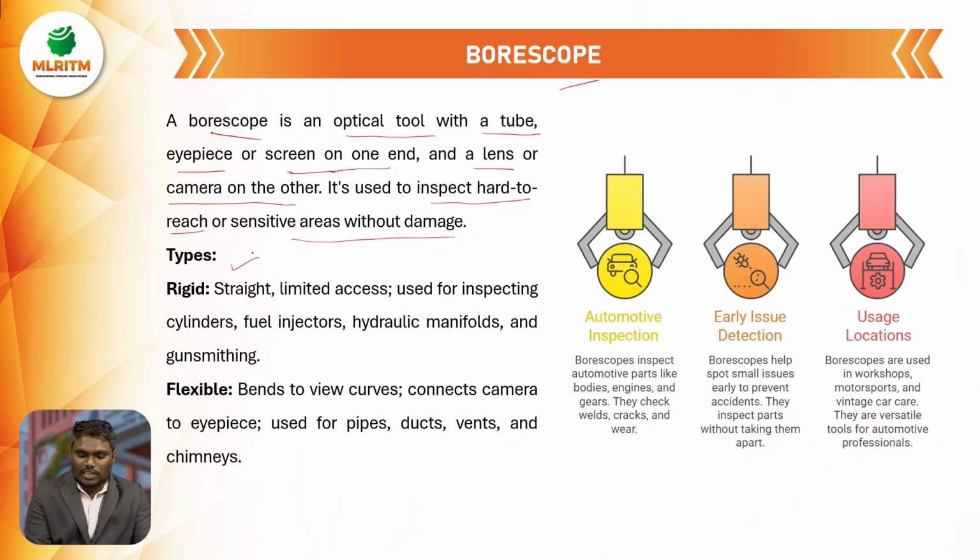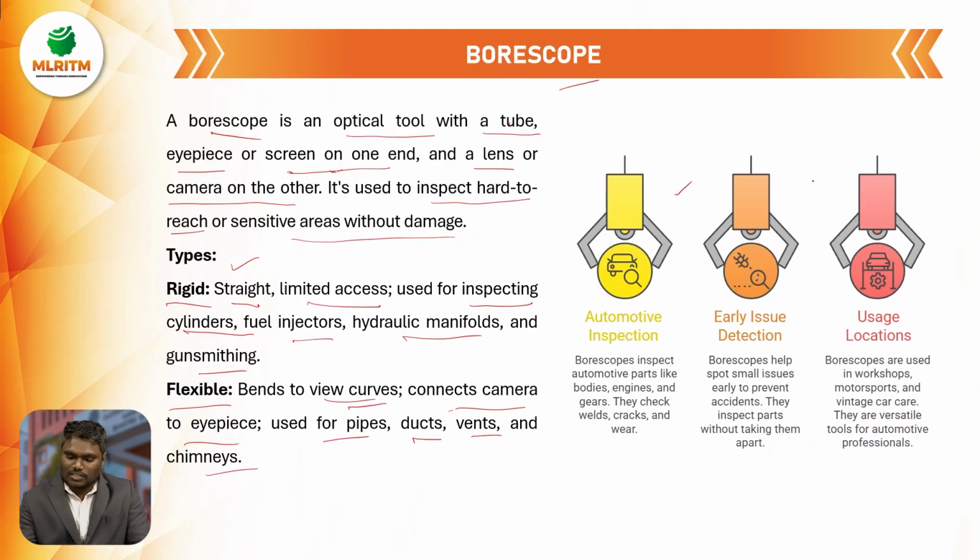Okay, and what are the different types? There are rigid boroscopes and flexible boroscopes. The rigid boroscope is straight with limited access, and it can be used only for inspecting cylinders, fuel injectors, hydraulic manifolds, and gunsmithing. Flexible boroscopes can be bent to view curves, and connect a camera to the eyepiece, and are used for pipes, ducts, vents, and chimneys also. So these are the different applications of the boroscope.